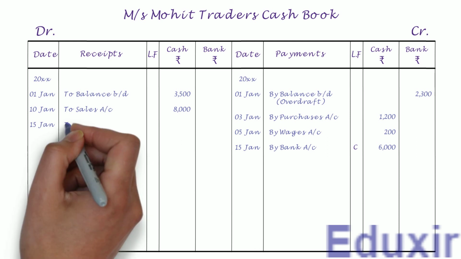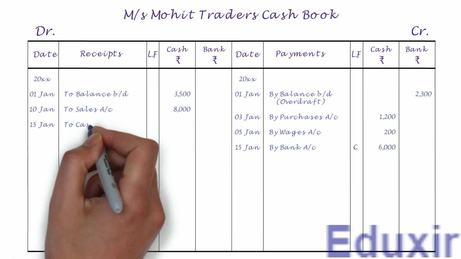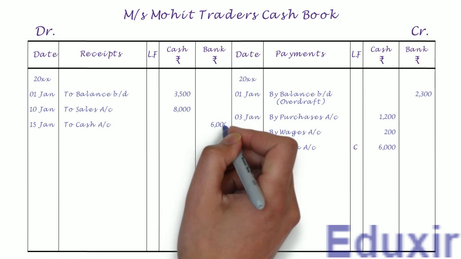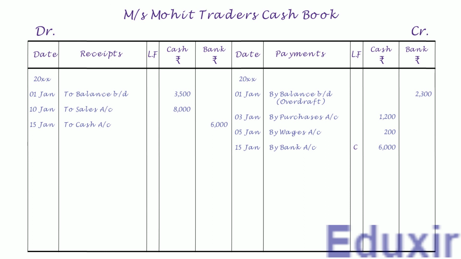Let's then record the cash account into the receipts column of the cash book. Let's then record the debit amount of 6,000 rupees into the bank amount column. Also note that as this transaction involves depositing the cash into the bank, we need to write C in the ledger folio column, indicating that this is a contra. This indicates that this entry should not be posted into the ledger account. With that, we have completed the posting of this bank entry into the cash book.